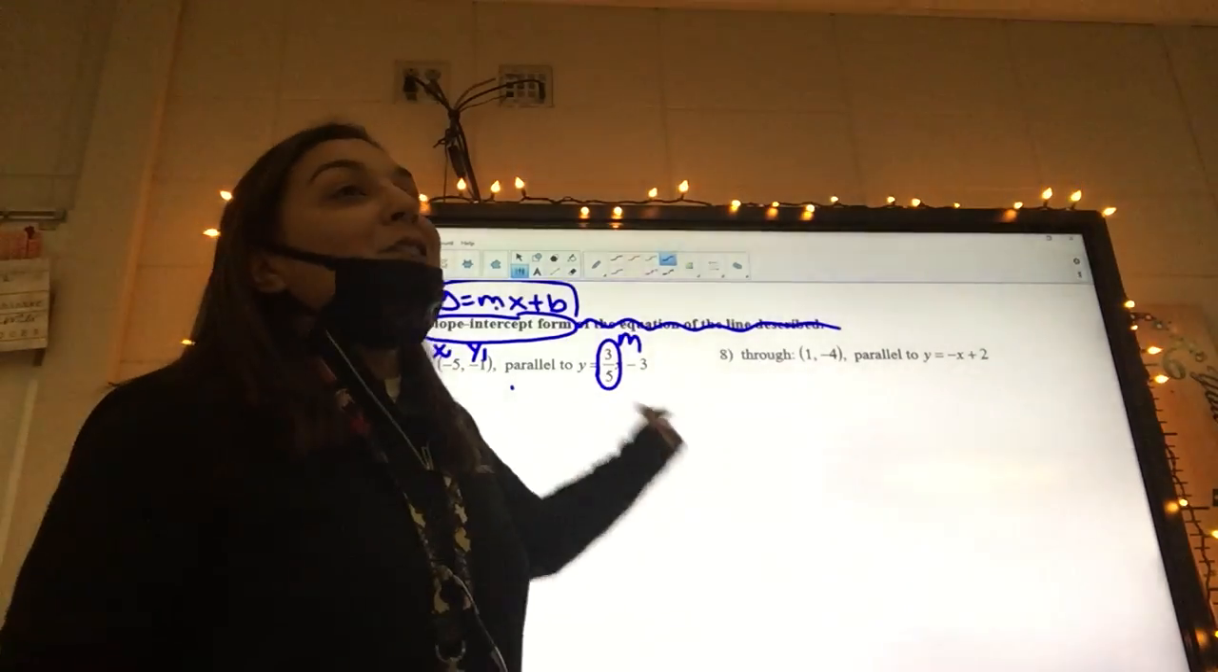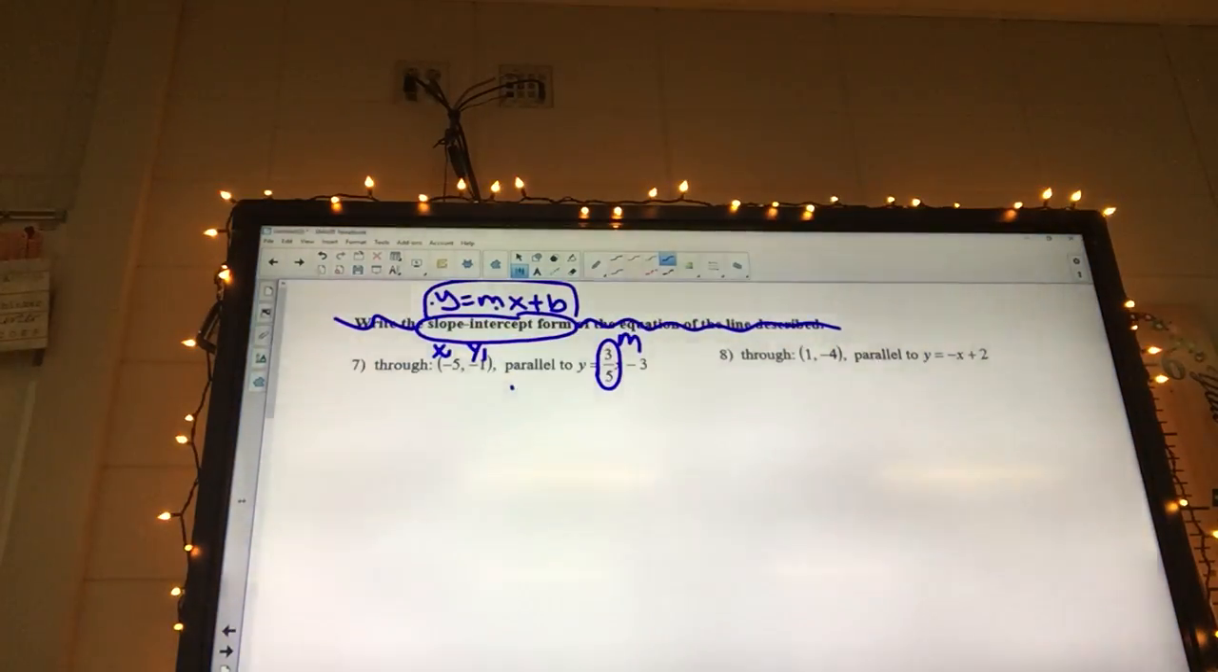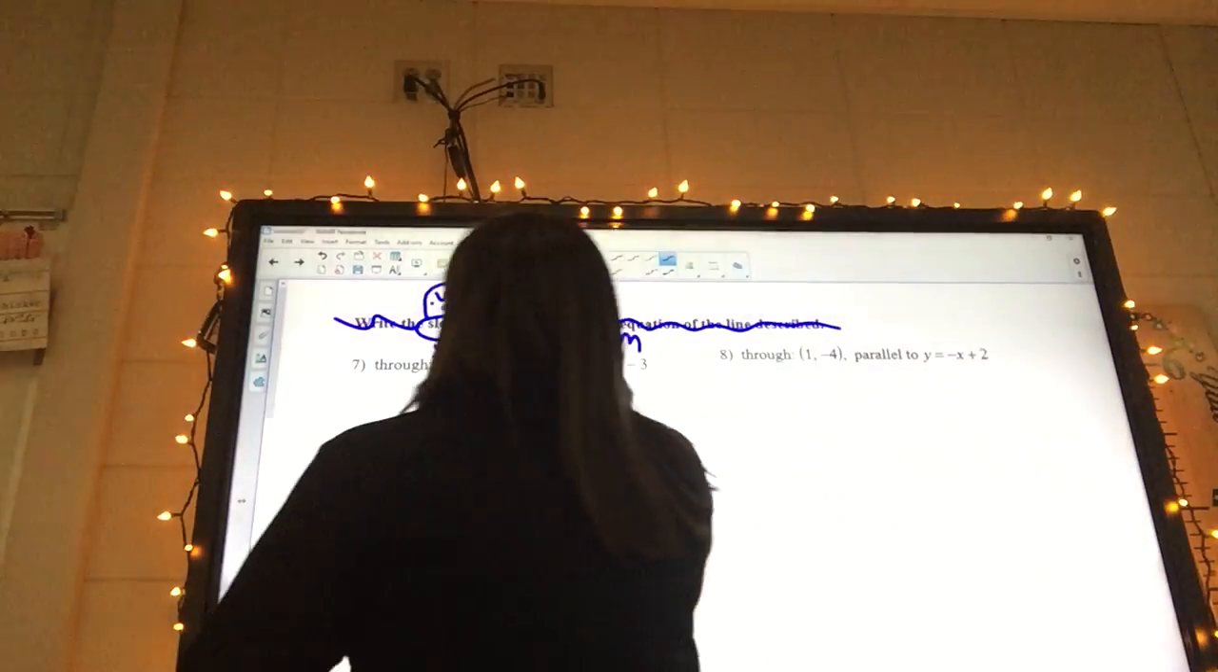I say point and slope because it's in the title. If you have a slope and an intercept, that's why it's called slope-intercept form. It has a slope and an intercept. Okay? Good Lord.